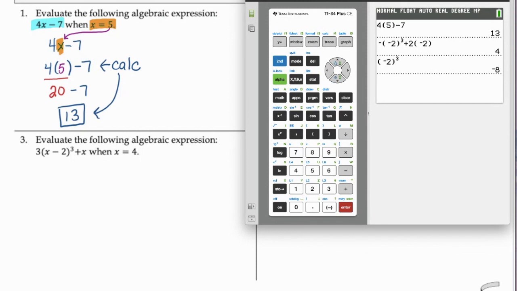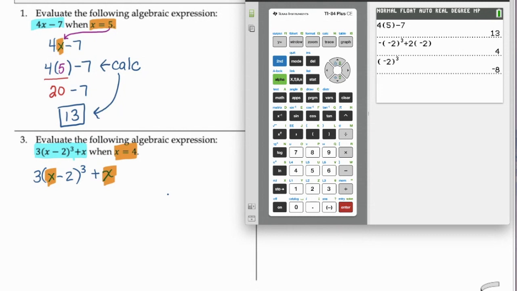For number 3, evaluate the following algebraic expression. We have 3 times x minus 2 to the third power plus x, and they're telling me when x is equal to 4. So again, first things first, let me rewrite my expression. Next thing, I'm going to highlight all of my x's.